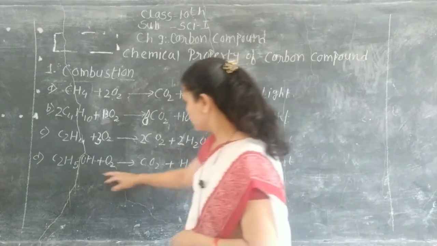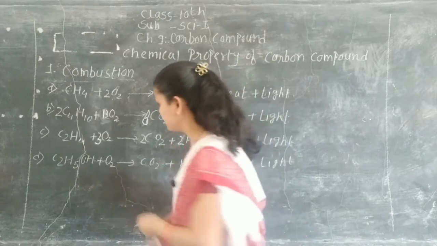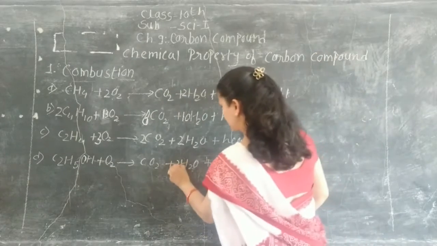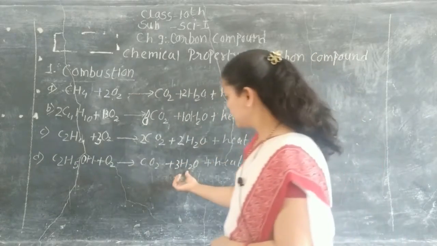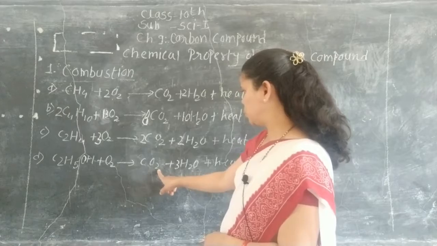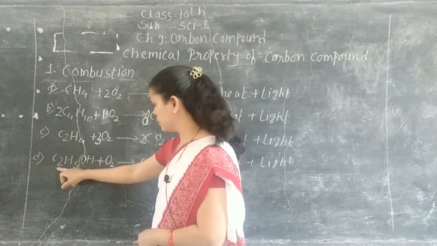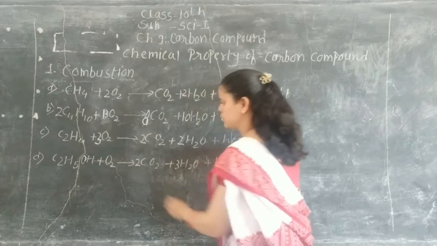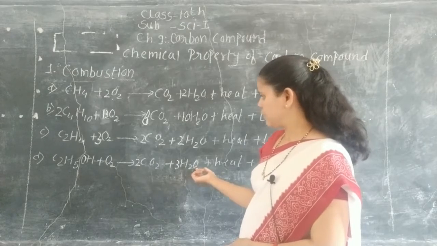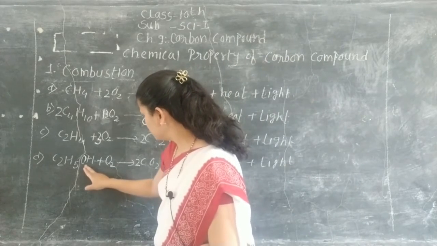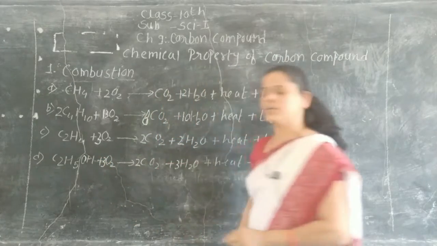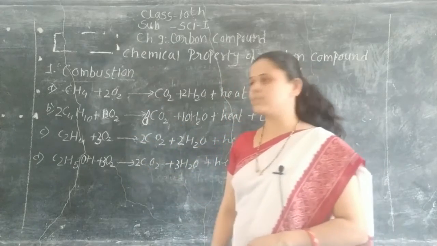Then last equation, number of hydrogen here 5 plus 1 is 6. Then write here 3. So 3 2s are 6. Then oxygen 3 plus 2. So first balance the number of carbon here. Number of carbon is 2, so write down here 2. And number of oxygen, 2 2s are 4, 7. And here 2 plus 1 is 3 oxygen. So 3 2s are 6 plus 1 is 7 here. So these four equations are balanced.